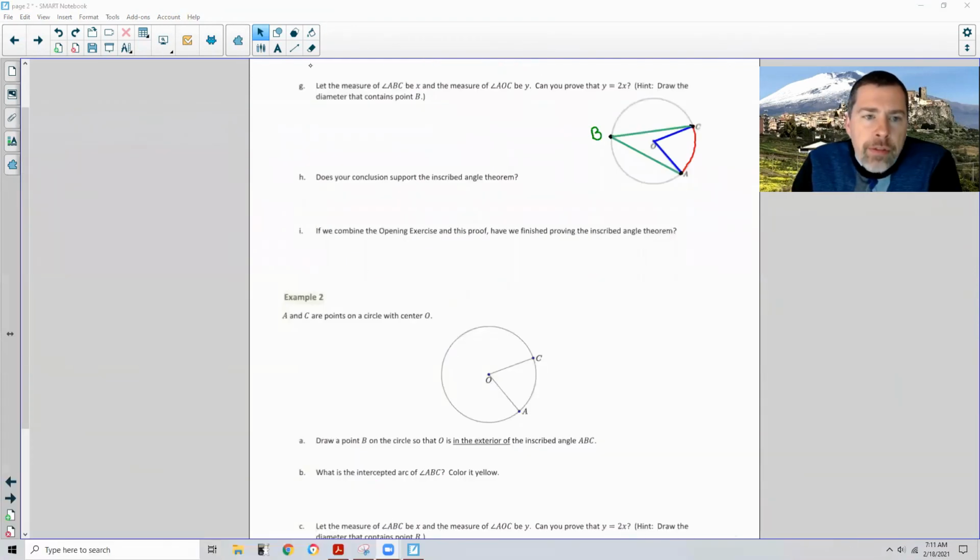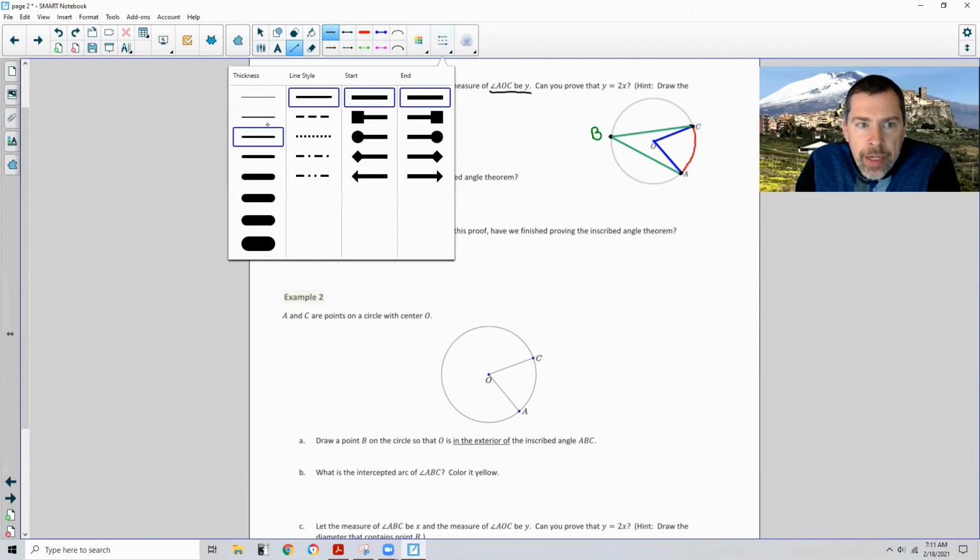Okay, page 3, G. Copy the diagram over from page 2. We still need it. And it says, let the measure of angle ABC be X. So this whole angle is X. Let the measure of angle AOC be Y. Can you prove that Y equals 2X? In other words, angle AOC equals 2 times the measure of angle ABC. The hint is to draw a diameter that contains point B. So let's go ahead and do that.